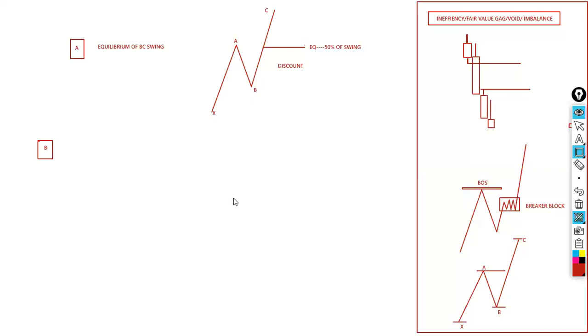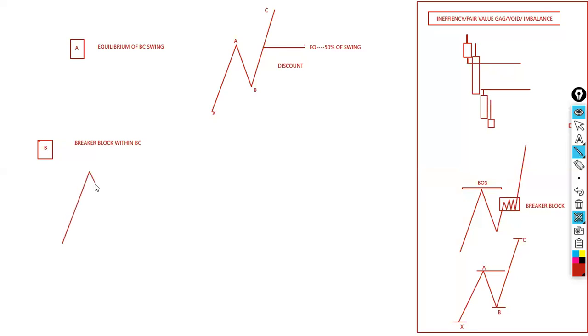So now there are a few things. Number two is a breaker block within my BC. So what does that mean? This is another thing that I look out for when I am looking at the swing that I want to focus my attention on.